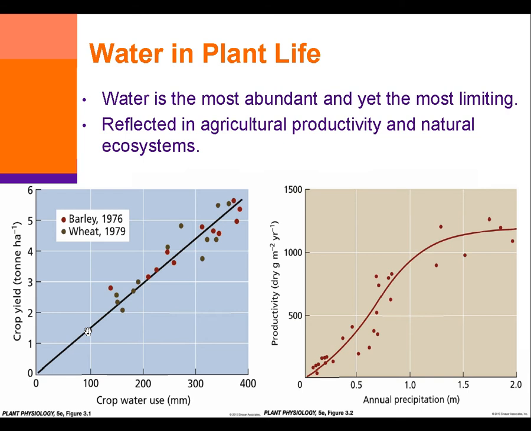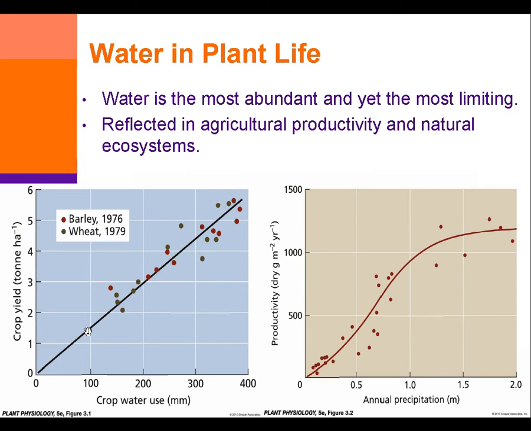Water is one of the most abundant molecules on Earth, yet it can also be the most limiting, and it plays an extremely strong role in the life of plants, such that we can actually graph the growth of plants to the availability of water, and we see there's a very tight relationship. For example, on the left-hand side here, we see some classic research from the 1970s, where they monitored the amount of water being used by crops and related that to the amount of the yield in tonnes per hectare they got from those crops.